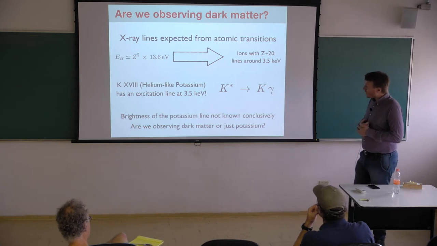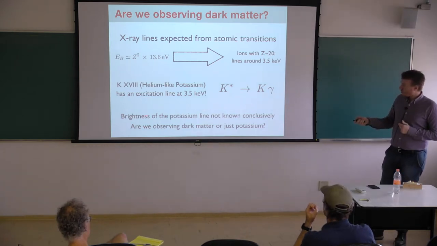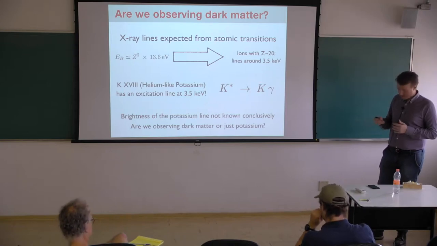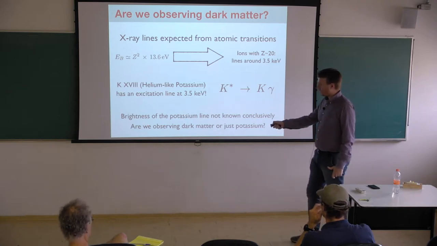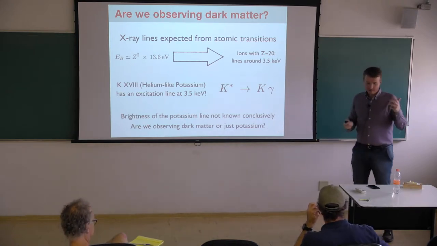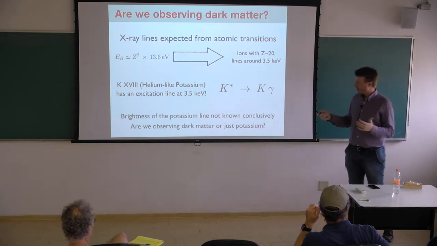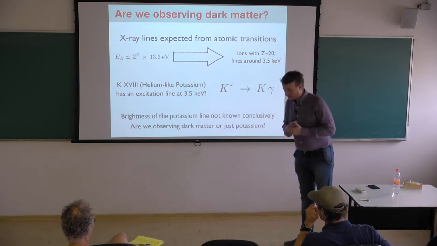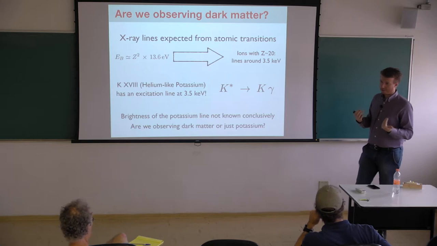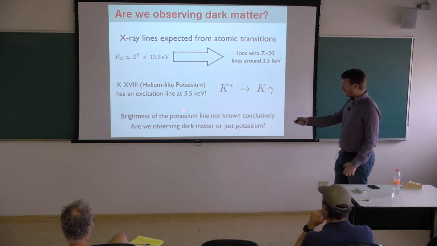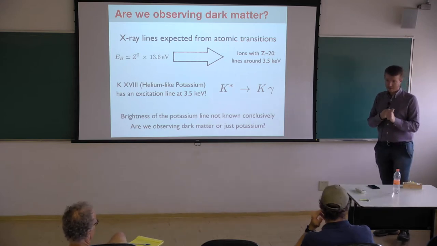Now, one way to do this could be to try to estimate, with the best accuracy possible, the so-called brightness of the potassium, which means estimating how many photons we expect to come from it. This is a background, okay? We could estimate this background in a very careful way and then do a subtraction and see if we see more than we expect. Now, this is very tricky, and I don't think it can work, because we don't know the density of this potassium very well.